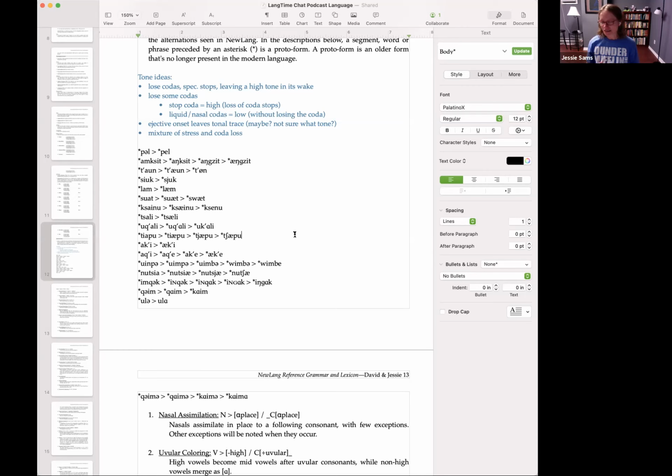Are you leaning in any particular direction as we start here? I'm leaning against the top option because we have so few stop codas. Right. And so then we would literally only have a couple words with those high tones. That wouldn't make any sense.